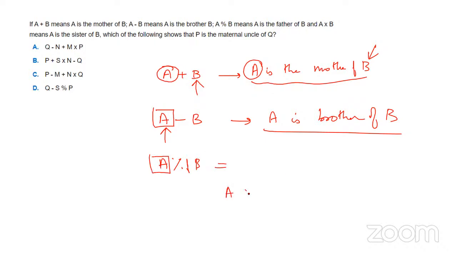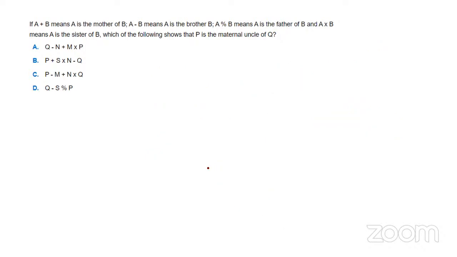Similarly, the last one, A cross B, I can say that A is a sister of B. That means A is a female, B could be male or female. So this is how you can use these symbols, depending on the relationship that is defined, to identify the gender of the people. Clear? I'm going to use whatever we discuss right now to eliminate the options and reach the answer immediately.